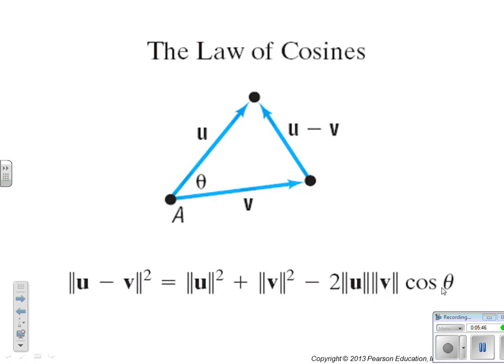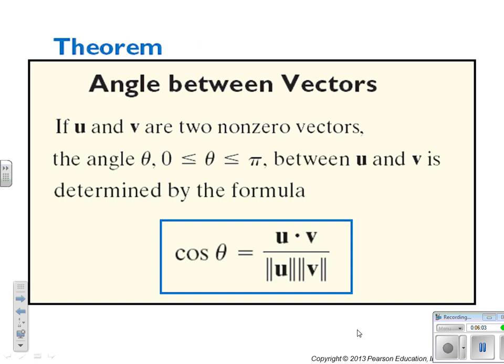So we're going to plug in those magnitudes, then solve for cosine theta, then take the inverse cosine to find theta. When we do that, we find that the cosine of theta is the dot product between u and v divided by the magnitude of u times the magnitude of v. That'll give us an angle between 0 and pi.